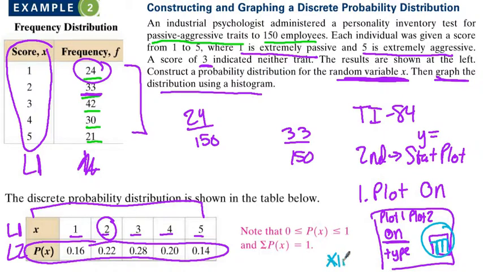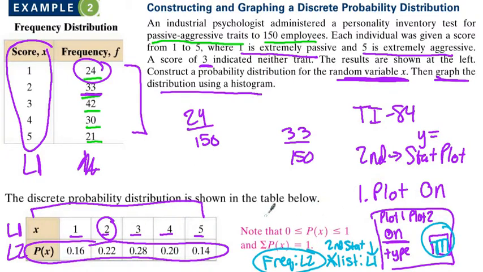Oops, my screen is freezing there. For X list, you want to put L1 in there, and in order to get L1 you hit second stat. Stat is kind of right next to the arrows. And then for frequency, there's another place that says FREQ. That means frequency, so you press second stat and put L2 there. Okay, so that's how you set it up.